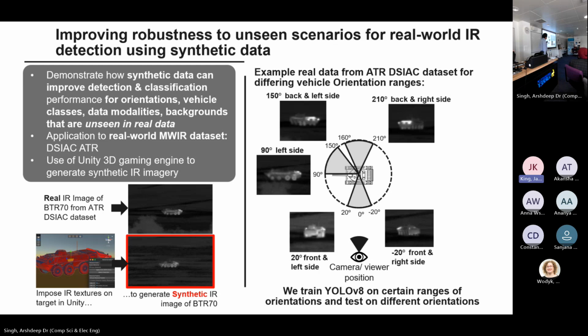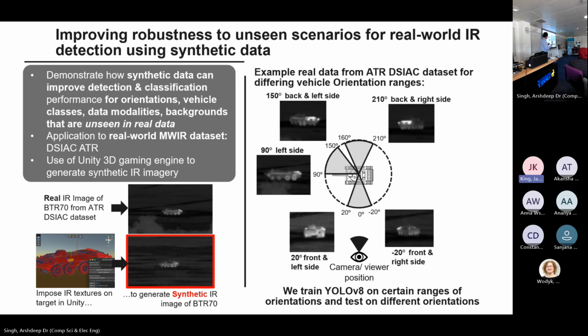So in particular, we look at the problem of improving the robustness to unseen scenarios. So we use Unity, a game engine, to replicate the real scenes and augment the data set with synthetic scenes, which have similar statistics. And then we have the data set, which consists of multiple orientations of the infrared vehicles.